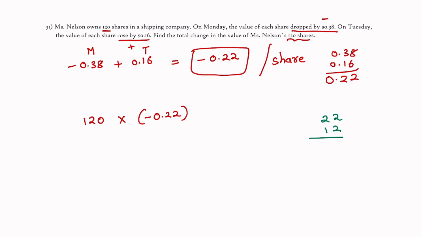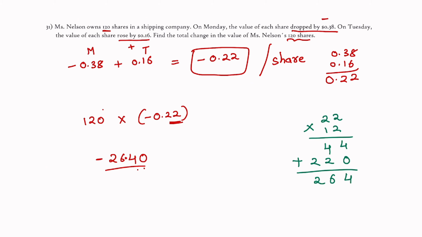Let's do the calculations here. 22 and 12. We multiply. 2 times 2 is 4. 2 times 2 is 4. Plus, we put 0. 1 times 2, 1 times 2. That's 462. So we write here 264. Then this is not 12, it's 120, so we put that 0. Minus sign we put here. And then 2 decimal places, 1 and 2, so our decimal is going to be here. So that's a loss of $26.40, because we have a minus sign here.